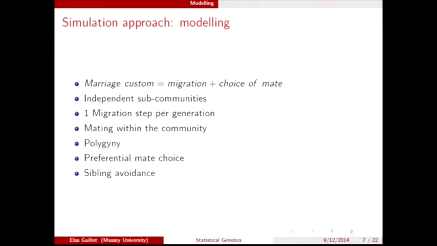I do my mating only within my community, so if I move somewhere else, I'm going to marry there. I have polygyny, meaning the male has several females, that corresponds to the population I'm studying and what their past social rules were like. And then I have sibling avoidance because that's true for most human populations.